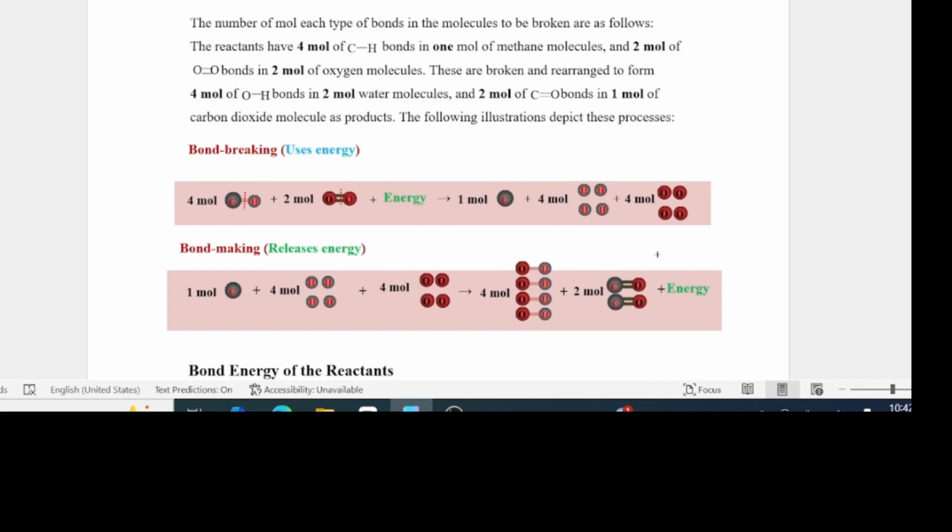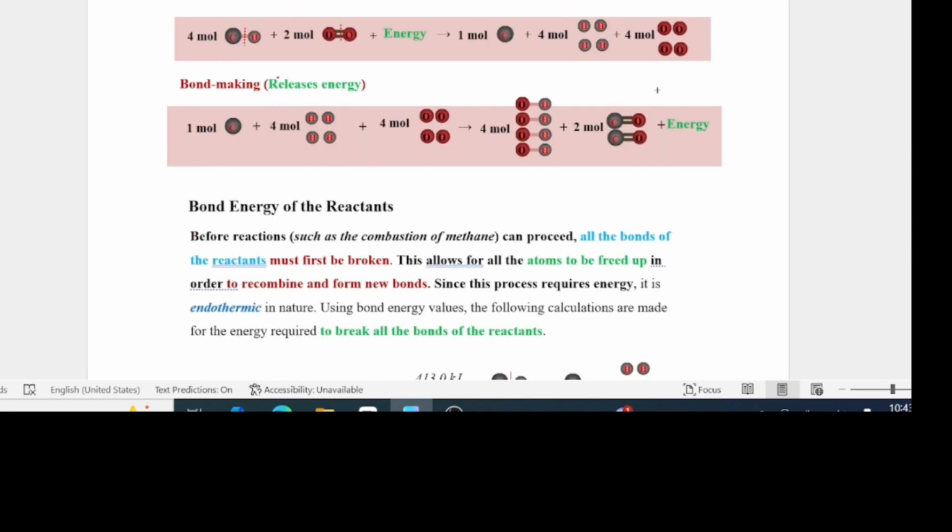The same thing is written here. These are the 4 moles of C-H bonds that we have to break. When we break those bonds, we'll end up with only 1 mole of carbon, but we'll end up with 4 moles of hydrogen atoms. When we break the oxygen bonds, we'll end up with 4 moles of oxygen atoms.